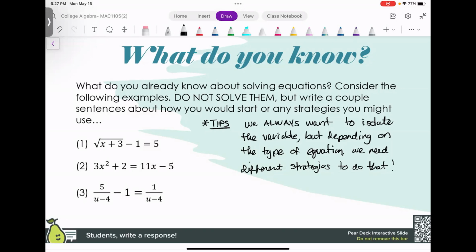One thing we always want to do is isolate the variable, but depending on the type of equation, it's not always so easy to do that process, as you can see. So the first thing that I would say is if you see a radical, isolate the radical part.